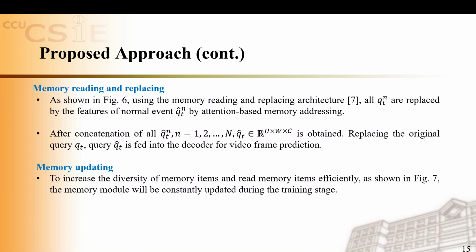After concatenation of all Qtn, Qt hat is obtained, replacing the original Qt. So the new Qt hat is fed into the decoder for video frame prediction. For memory updating, to increase the diversity of memory items and read memory items efficiently, as shown in Figure 7, the memory module will be constantly updated during the training stage.